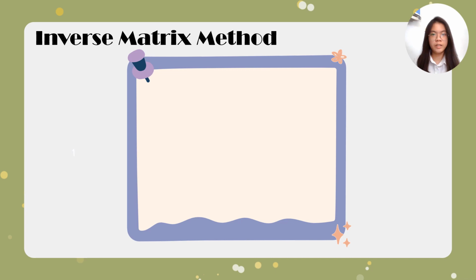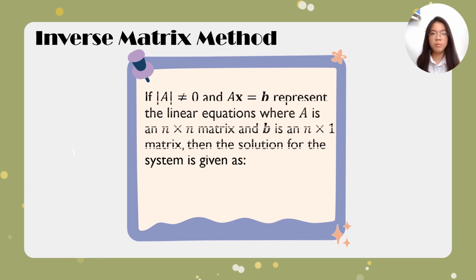The inverse matrix method can be used to solve a system of linear equations too. If the determinant of matrix A is not equal to 0 and AX equals B, we can solve the system of linear equations for X by multiplying A inverse with B.